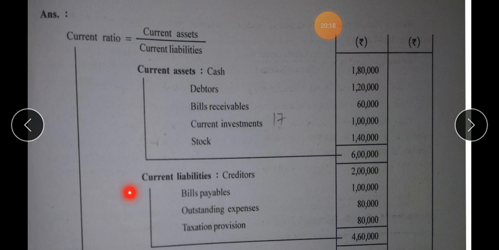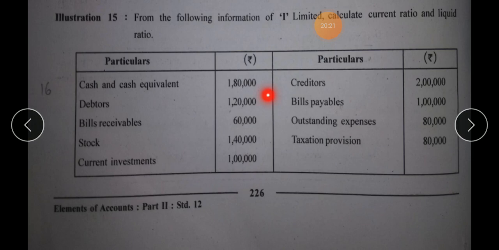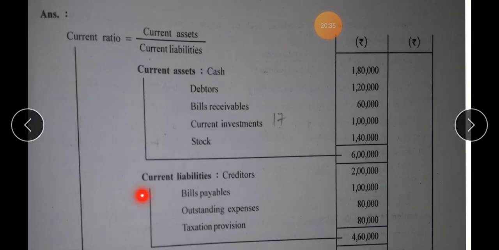Now talking about current liabilities. Again, as I said, all of these are current liabilities. Taxation provision, short-term provisions are current liabilities. That point we have understood. In short, all of these are current liabilities. So what is the total of current liabilities? Creditors 2 lakh, bills payable 1 lakh, outstanding expenses 80,000, taxation provision 80,000. So the total of current liabilities is 4,60,000. Yes?